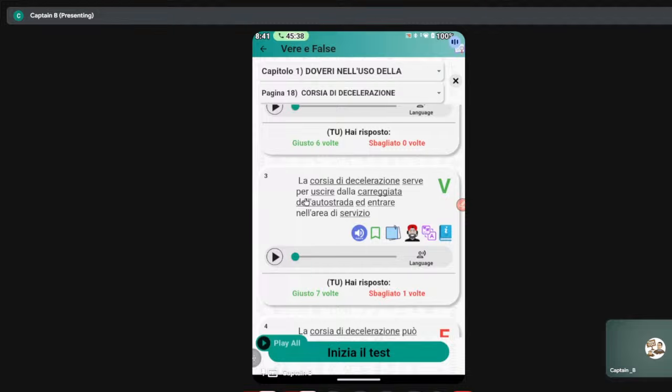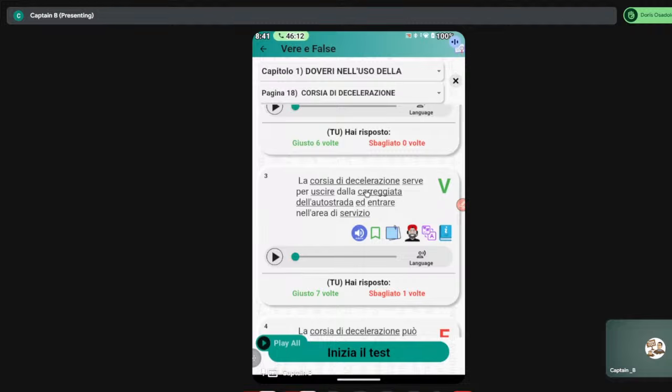All right? It says the corsia di decelerazione, which is the deceleration lane, serve per uscire, to exit the carriageway dell'autostrada, which is the highway, e entrare. Now, you exit the autostrada. Now, you enter where? Area di servizio, meaning a busy area. So you exit the normal way to enter the service area where people can serve you, so you can buy, you know what I'm saying? So that's it. And it is true.